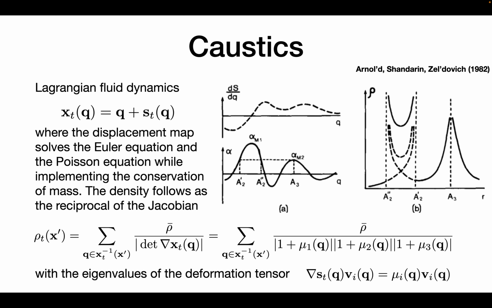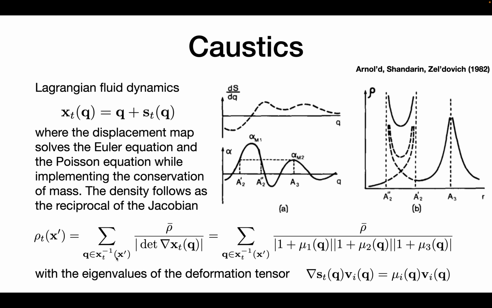How does this work? Well, you take the Lagrangian fluid dynamics perspective, where you send initial particles to their final positions. Let q be the initial position, let S be the displacement field which the particle has experienced in time t, and let x_t be their final position. Then you can derive the density of this Lagrangian fluid in the following way. If you want to know the density ρ at time t at a position x' in Eulerian space in our current universe, then you first need to find the initial positions which map to this final position. That's given by this inverse mapping, also known as a pre-image.